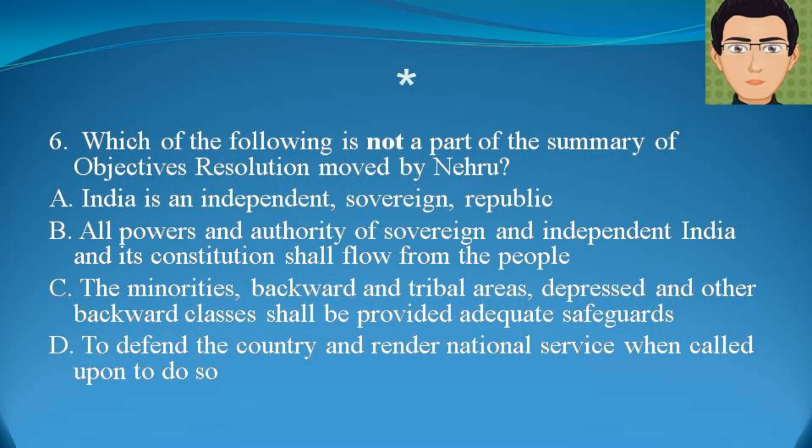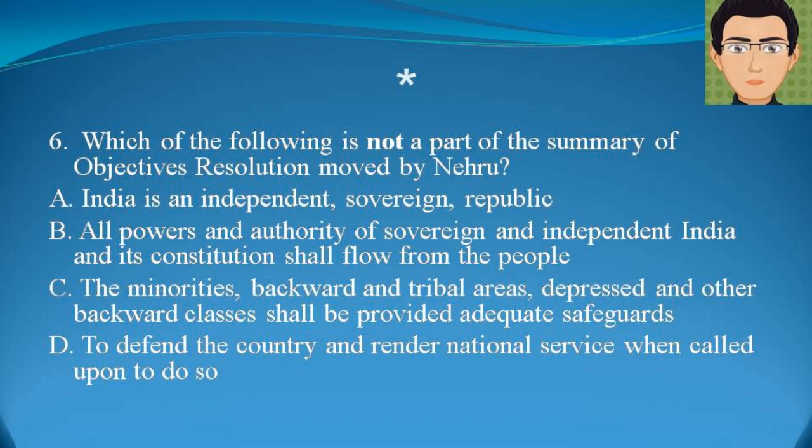Question number 6. Which of the following is not a part of the summary of the objectives resolution moved by Nehru? A. India is an independent sovereign republic. B. All powers and authority of sovereign and independent India and its constitution shall flow from the people. C. The minorities, backward and tribal areas, depressed and other backward classes shall be provided adequate safeguards. D. To defend the country and render national service when called upon to do so.